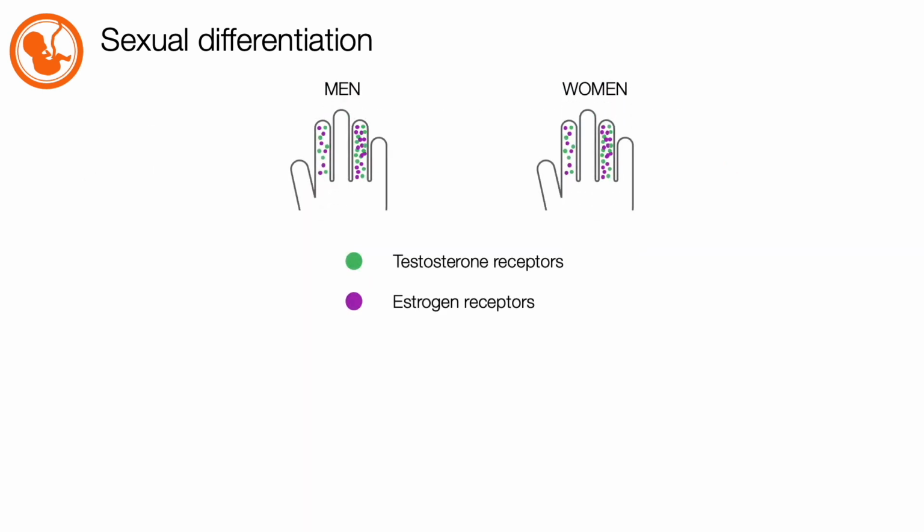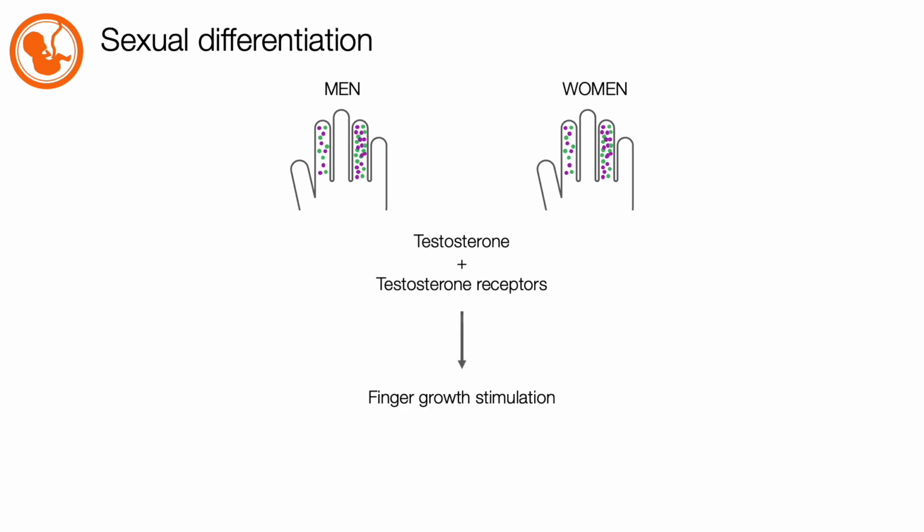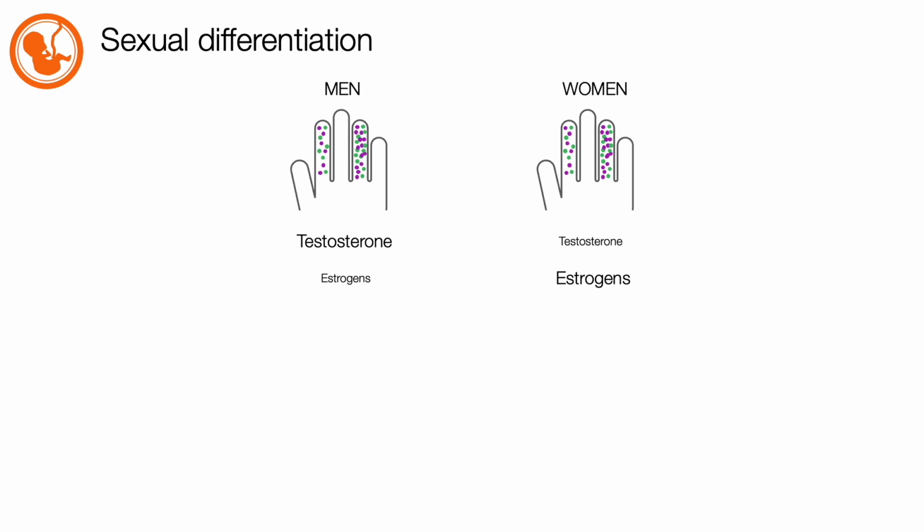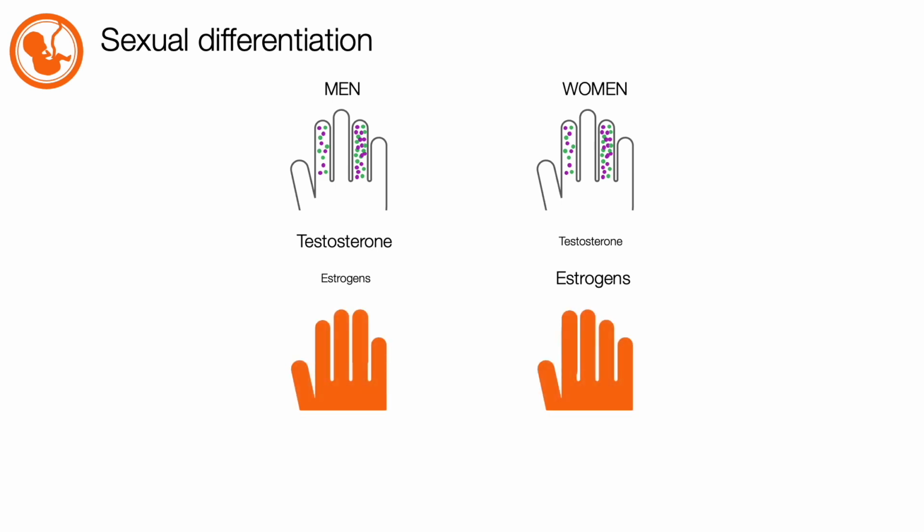In the fingers of men and women, there are testosterone and estrogen receptors, and in both sexes, the number of receptors is higher in the ring finger than in the index finger. When testosterone binds to the testosterone receptors present in the fingers, growth is stimulated. Whereas when estrogens bind to the estrogen receptors that are present in the fingers, growth is inhibited. In men during fetal development, there is more testosterone than estrogen, while in women the opposite occurs, there is more estrogen than testosterone. Consequently, in men the finger with the most receptors grows more due to the effect of testosterone, while in women the finger with the most receptors grows less due to the inhibitory effect of estrogen.